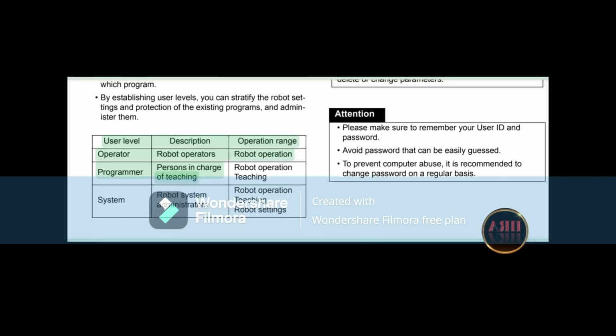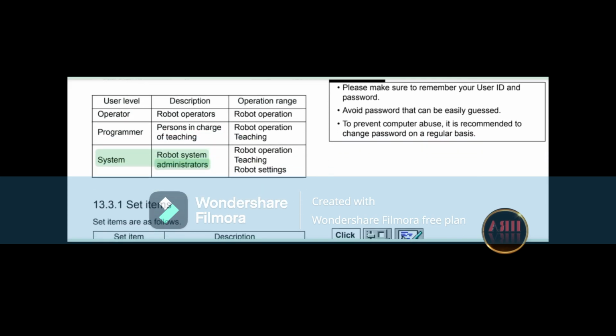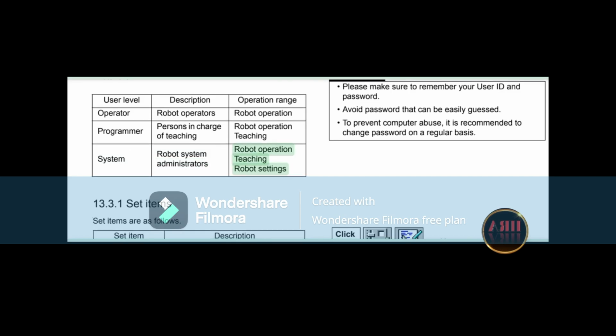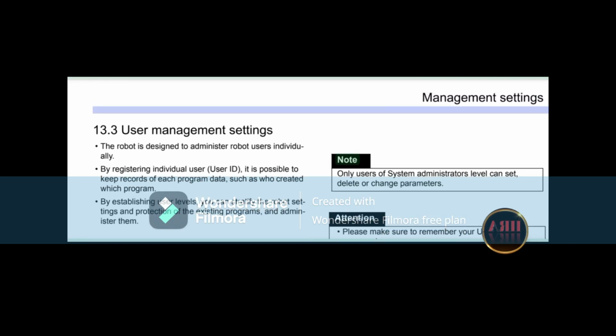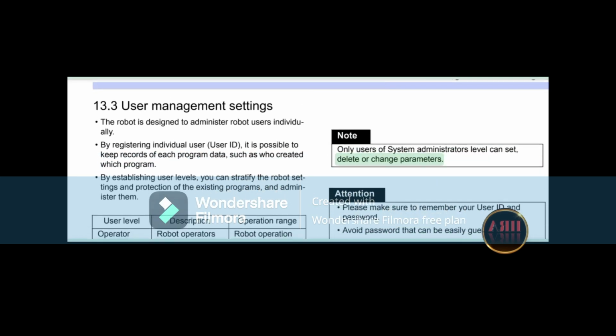User level, description, operation range. Operator: robot operators. Robot operation. Programmer: persons in charge of teaching. Robot operation, teaching. System: robot system administrators. Robot operation, teaching, robot settings. Note: only users of system administrator level can set, delete or change parameters.